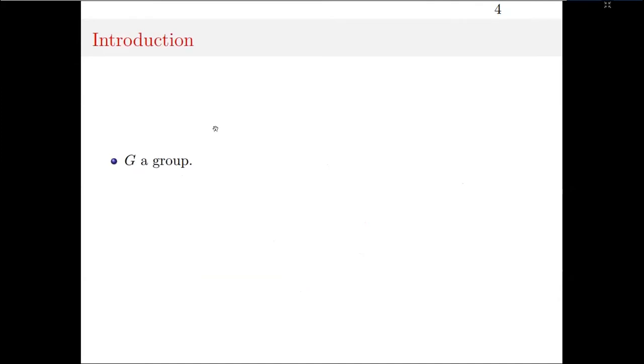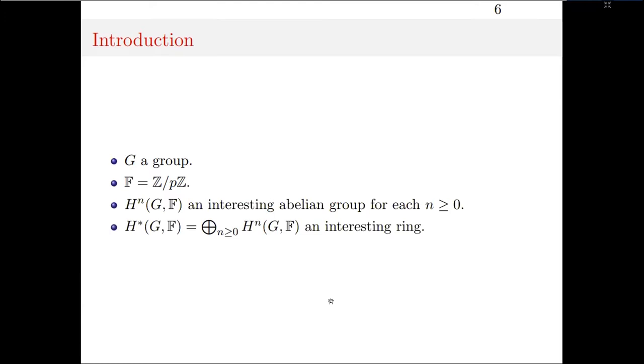Beginning, G is a group and F is a field, Z over pZ, sometimes F is just Z sub p. The cohomology of a group with coefficients in the field is an interesting abelian group for each n greater than or equal to zero. Taking the direct sum of the cohomology groups with F, with the cup product, gives an interesting cohomology ring. And if you add some structure, we get the Steenrod operations.